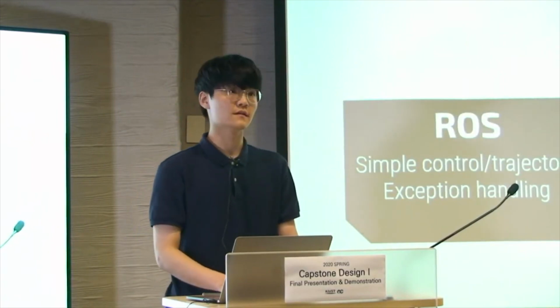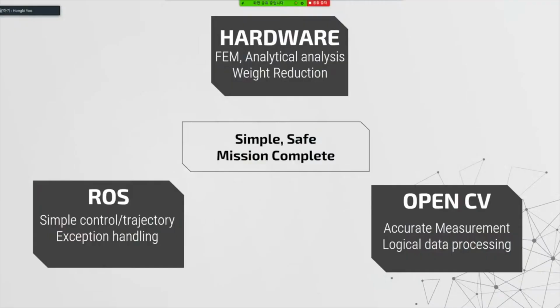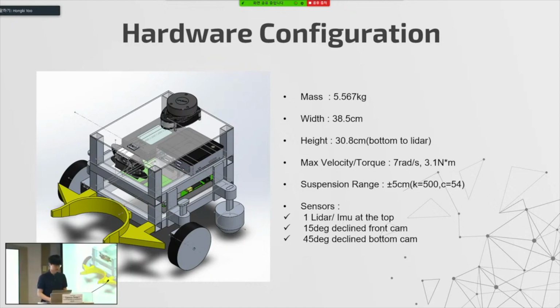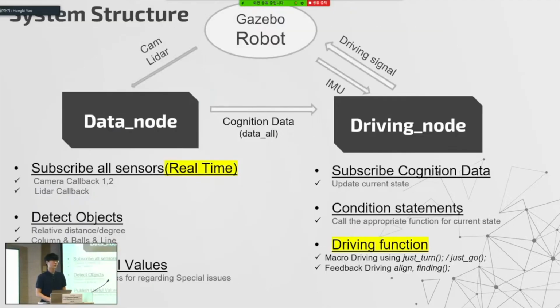Our goal of this project is making the robot simple, safe, and able to complete the mission. This is the hardware of our robot. For sensors, we have 1 LiDAR and 2 cameras for vision processing. Also, we have 2 wheels and 2 rear spherical caster wheels for pivot driving control. We built the software for our robot in only 2 nodes.